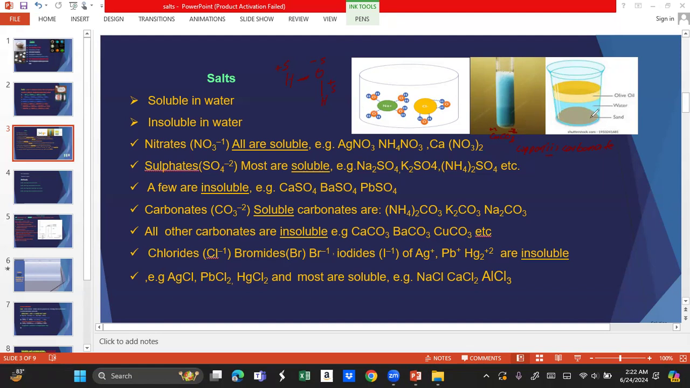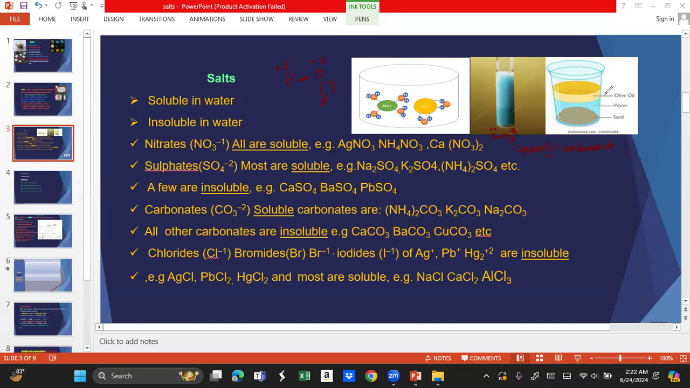You see the sand, water, and olive oil. All the 3 substances are totally visible as separate layers. And these are also insoluble in water. Hope you understand. We will have again a lesson, inshallah, on solubility.